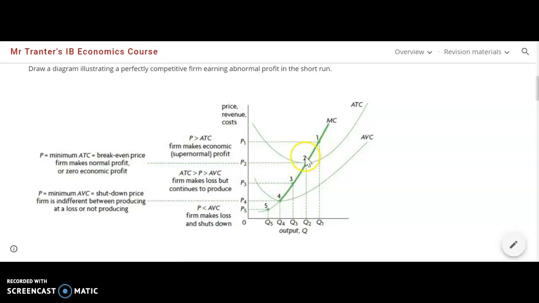It could be operating at point 2, where the price is equal to the average total cost, and therefore it will be making normal profit. So the profit is equal to 0.